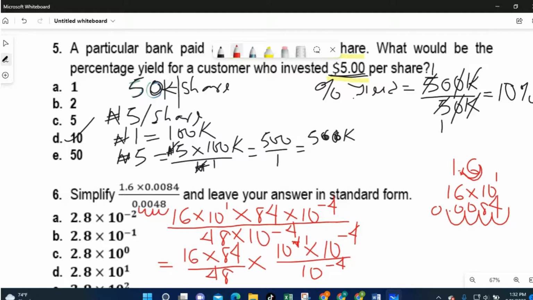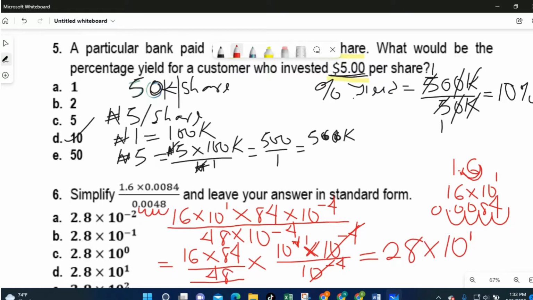Since we are in an examination situation, this will even cut this because they have the same power. So we'll have to simplify this whole thing and then get a solution. So once we simplify, we are going to gradually get our solution. That will give us 16 times 84 divided by 48. You have to punch your calculator. If you do that, we're going to have 28 times 10 raised to power 1.